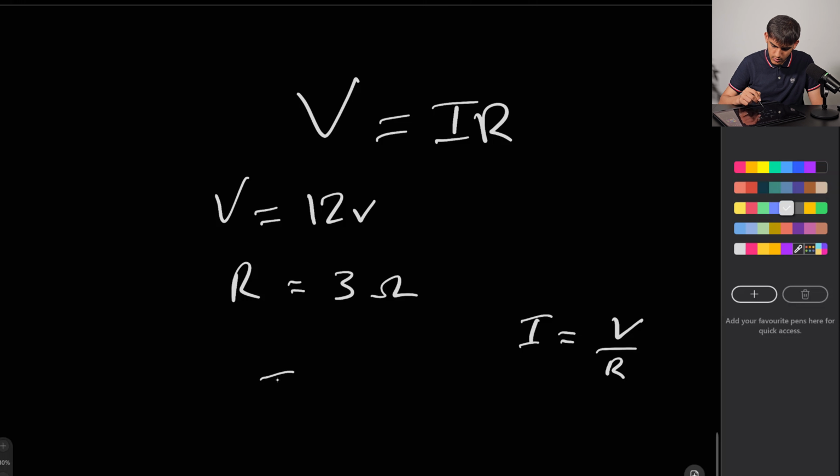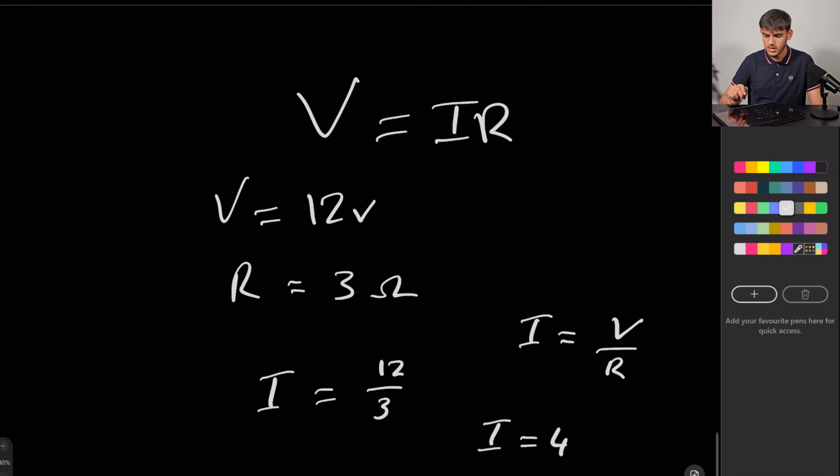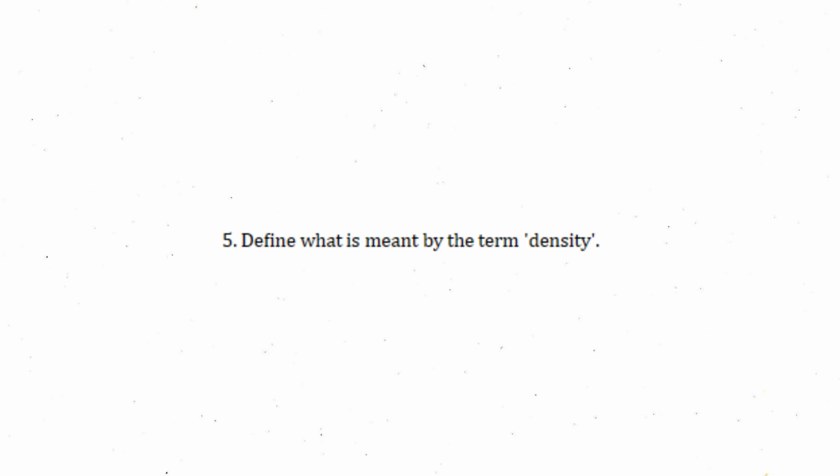So if you want to write it with the values that we've got, I is equal to 12 over 3. Therefore, 12 over 3 equals 4. So I is equal to 4. And in question 3, we did say that the unit of current is amps. So I equals 4 amps. Okay, now question 5 asks us simply to define the term density. Now, density is just the mass of an object per unit volume.